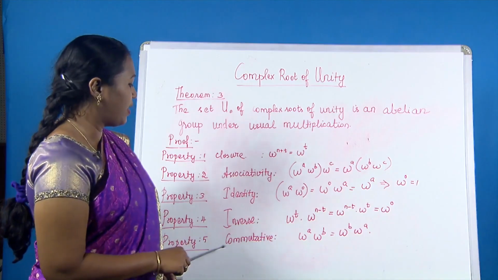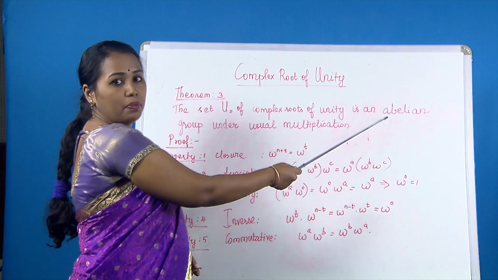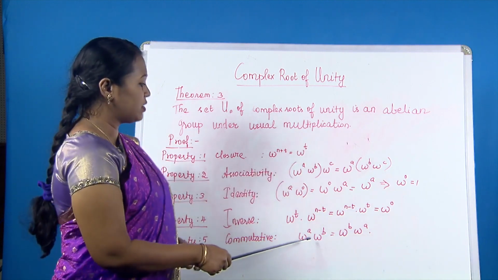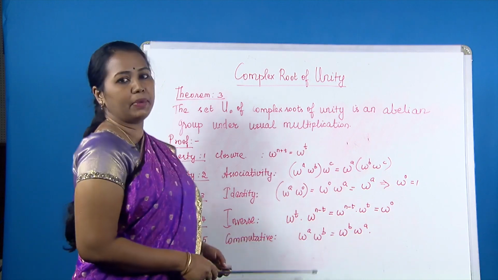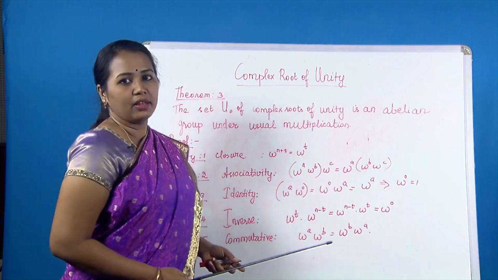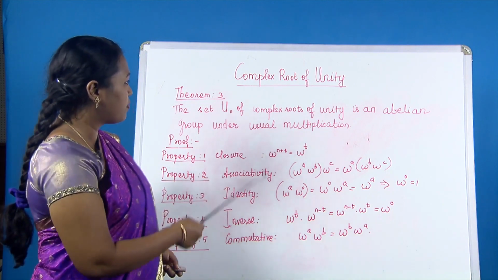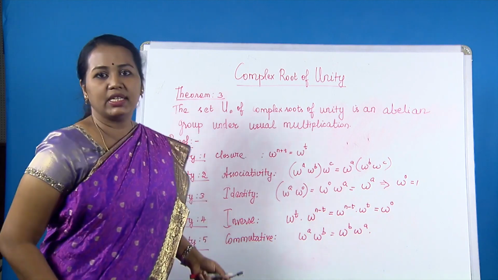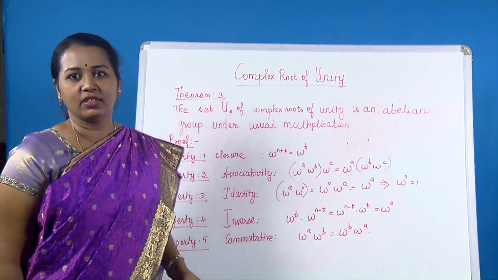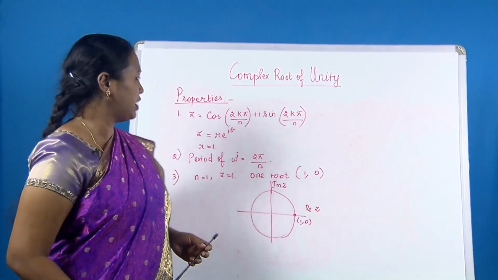Then property number 5, we have to show that this is commutative because we need to show that this is an abelian group. Therefore, the commutative property is omega power A times omega power B. This is clearly equal to omega power B times omega power A. Therefore, we have now proved that because the group satisfies all these properties, we can say that the set UN of complex roots of unity is an abelian group under multiplication. Now, we shall see some of the properties of the complex roots of unity.